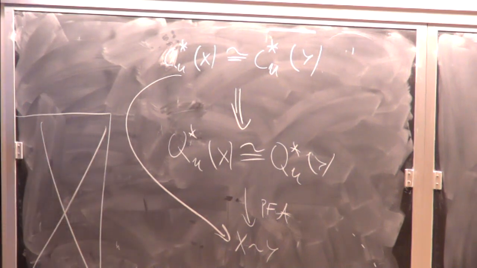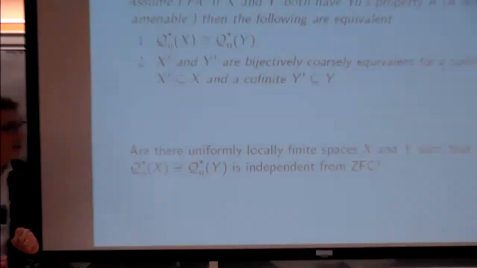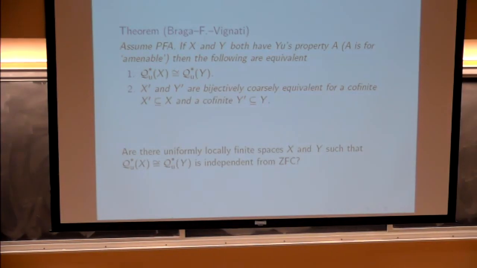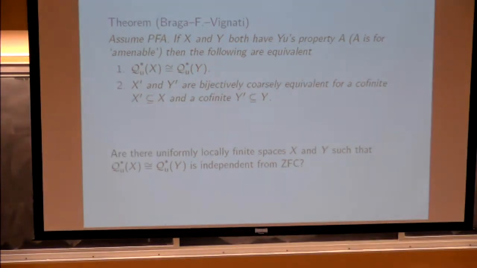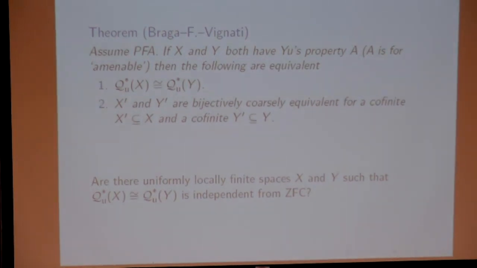Right, but the real question is, are there uniformly locally finite spaces X and Y such that this statement is independent from ZFC? We don't know. Remember, this was my conjecture, that it should be true, and also part of the conjecture was that somehow the continuum hypothesis implies that the algebras are isomorphic, but something else implies that they are not. And then necessarily the spaces cannot be coarsely equivalent, because coarse equivalence you cannot change no matter what axioms you assume.